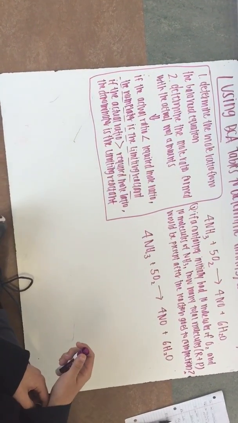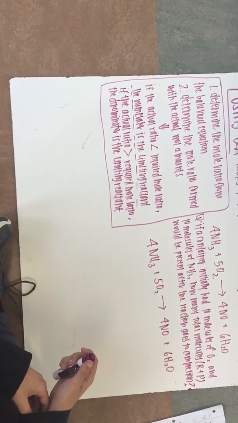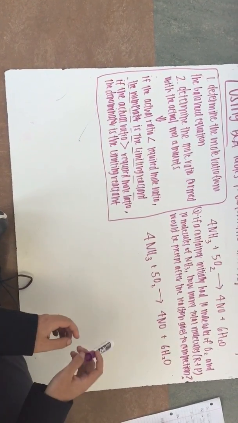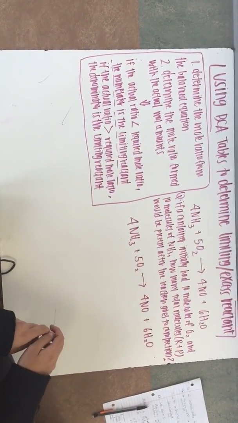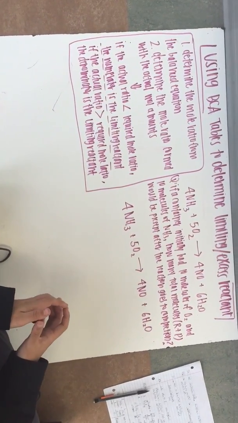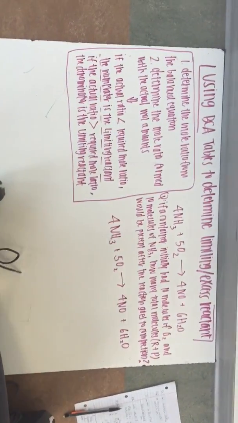If the actual amount is less than the required mole ratio, the numerator is the limiting reactant. If the actual ratio is greater than the required mole ratio, the denominator is the limiting reactant. But I can do it a little bit differently.